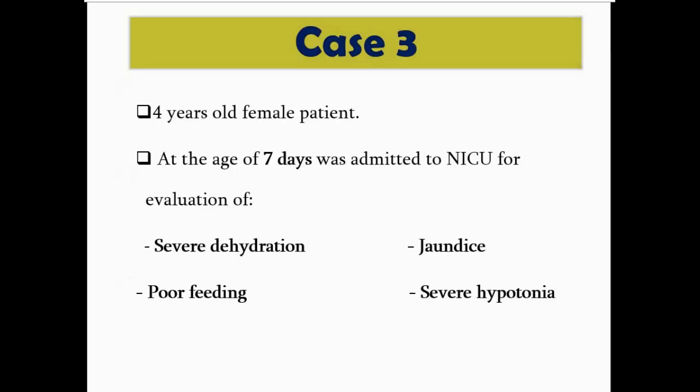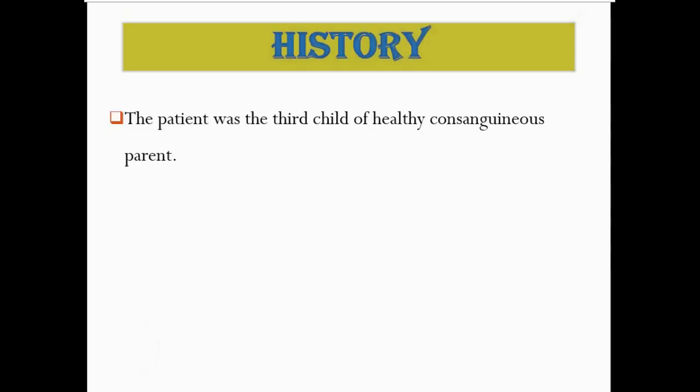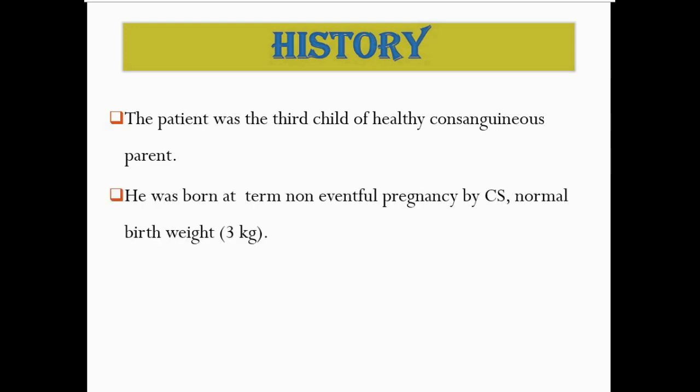And lastly, the last case is a female child. Now she's 4 years old. She presented to the emergency department at our outreach hospital at the age of 7 days for evaluation of severe dehydration secondary to persistent vomiting, jaundice, poor feeding, and severe hypotonia, and suddenly the patient had a cardiac arrest. The antenatal and natal history was unremarkable.